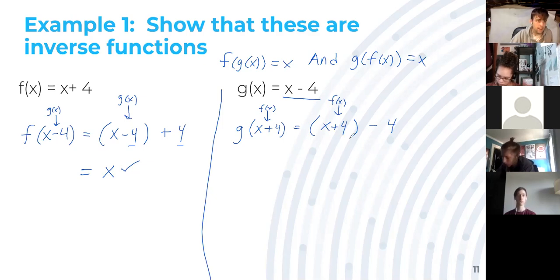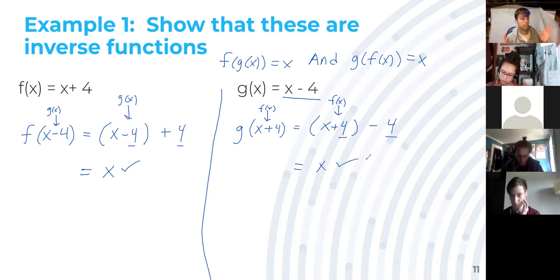And again, just like the other one, there's no simplifying that can take place with these parentheses, so they might as well not be there. They're containing my input. I have a +4 and a -4, which cancel out, leaving us with just x. So in this case, we were able to show that for both compositions, we just got x, so these are inverse functions.